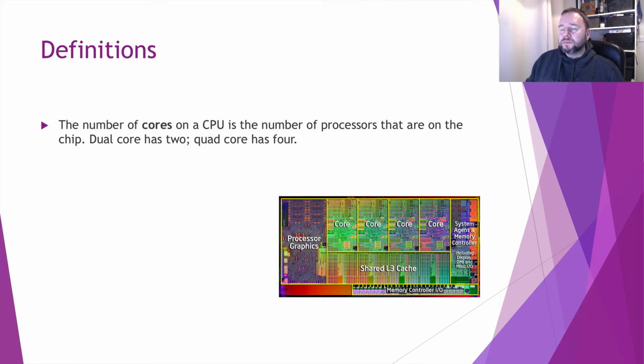What's a core? A core is a processor. So if you have two cores, you have a dual core processor, you've got two processors. Quad core, four processors.